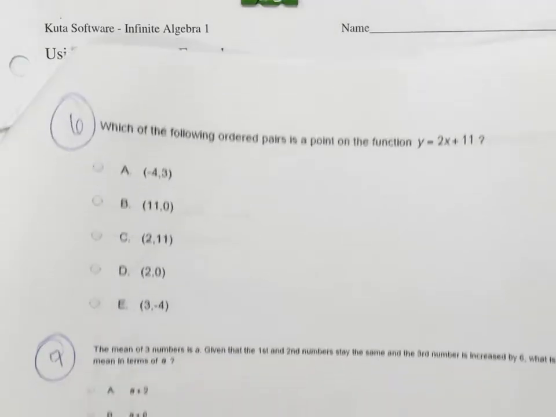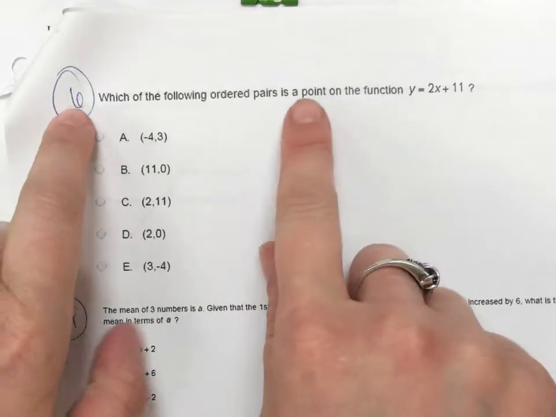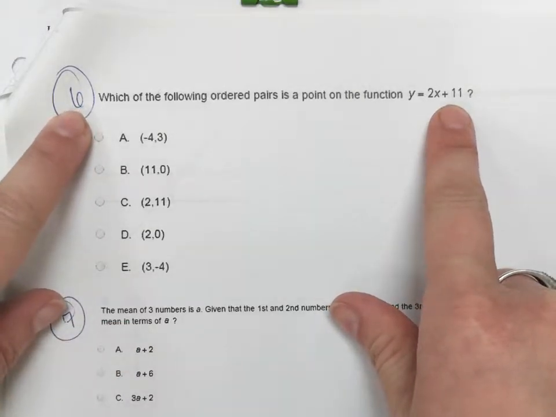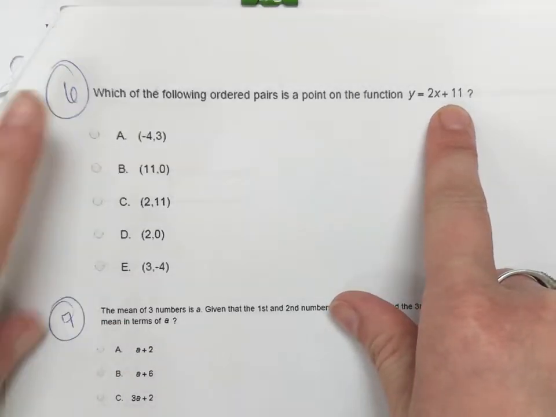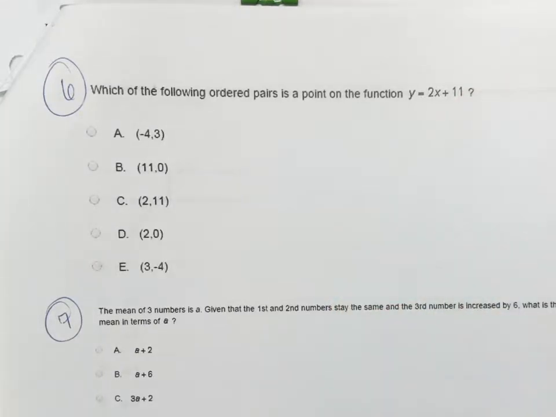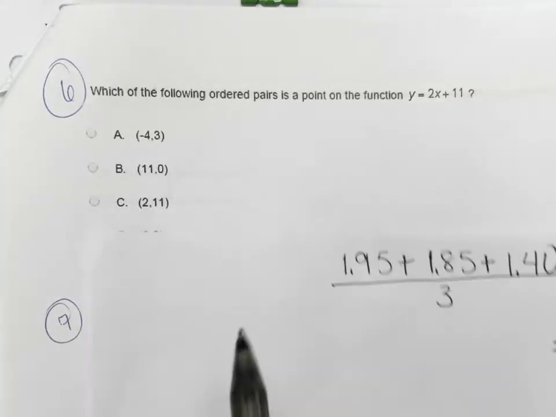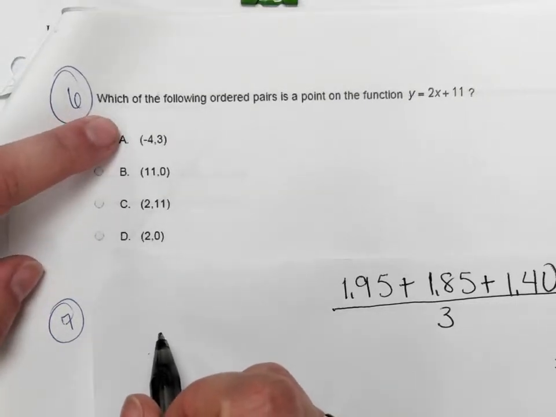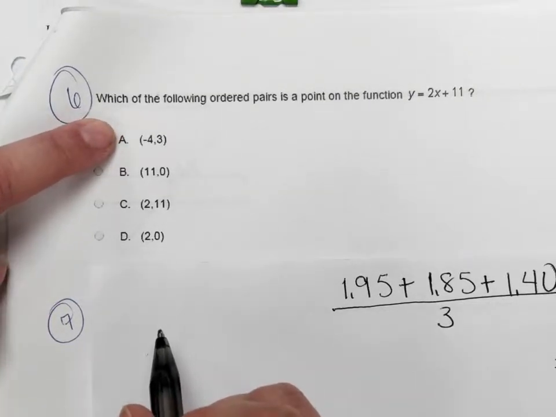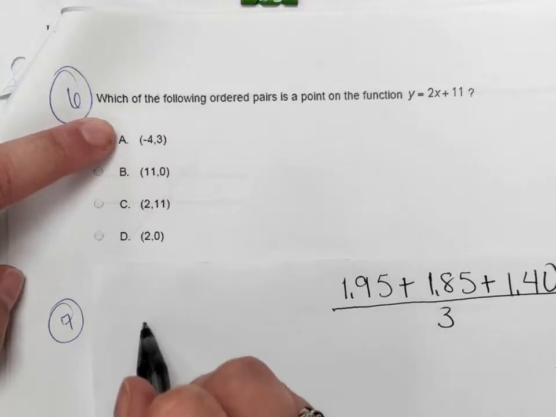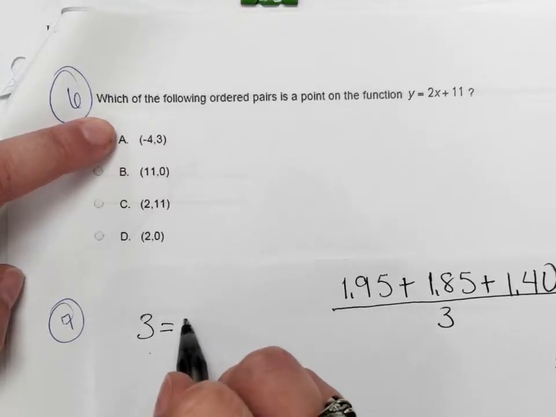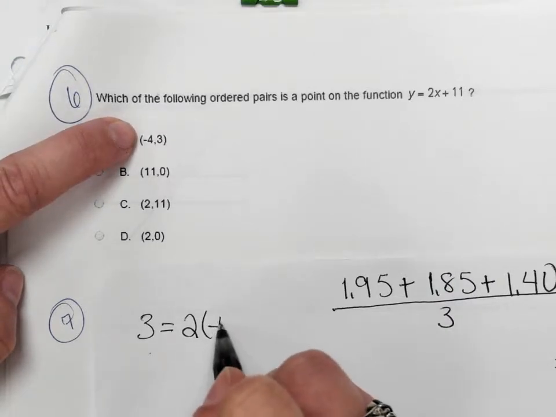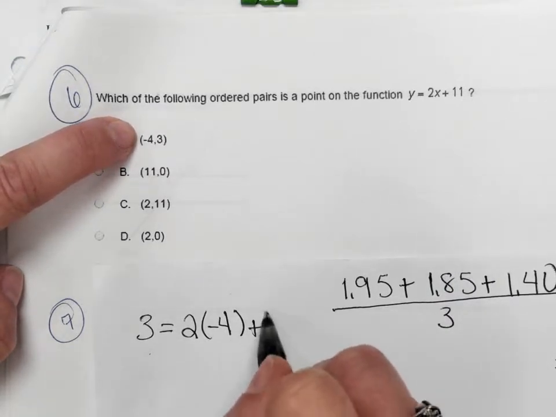All right. How in the world would I work number 6? Which one is a point on y equals 2x plus 11? How do I do that? What do I plug in for y? Which one would I plug in for y? -4 or 3? 3 is y. And instead of 2 times x, it's 2 times what number? -4. And then what was it, plus 11?